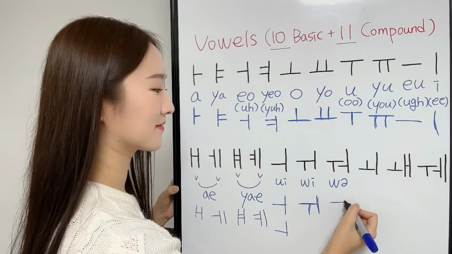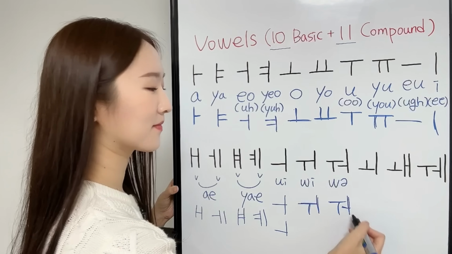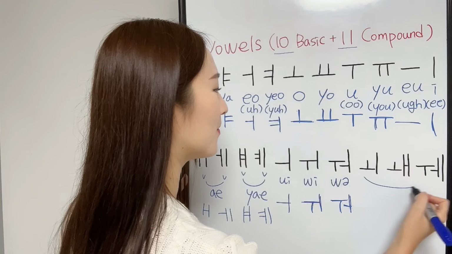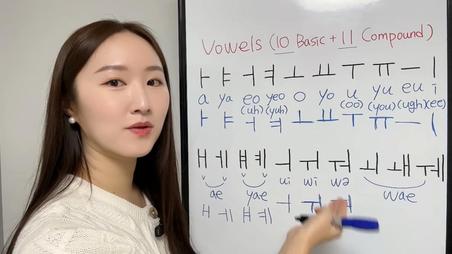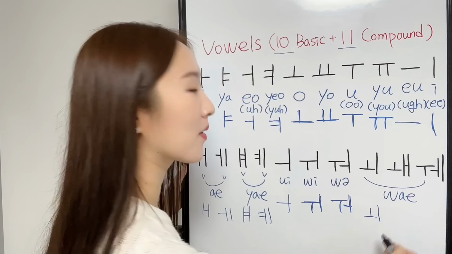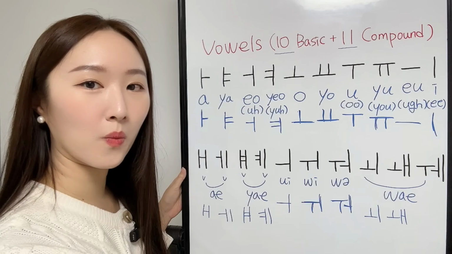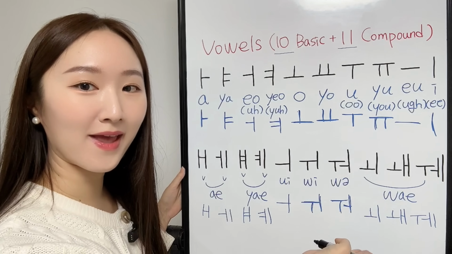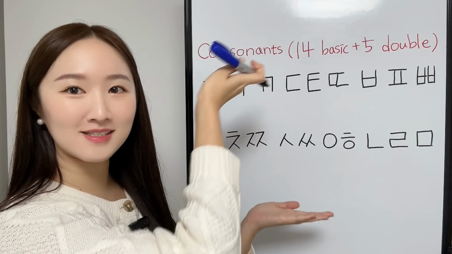Wa. And the last three vowels have the same sound. They are all pronounced we. First one, we. This is also we. Last one, we. Same. Next, let's learn the consonants.